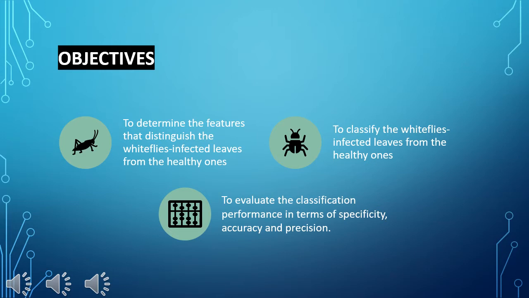For the objective, we have three main parts. The first one is to determine the features that distinguish the whiteflies infected leaf from the healthy one. Second is to classify the whiteflies infected leaf from the healthy one. For the third one is to evaluate the classification performance in terms of specificity, accuracy, and precision.